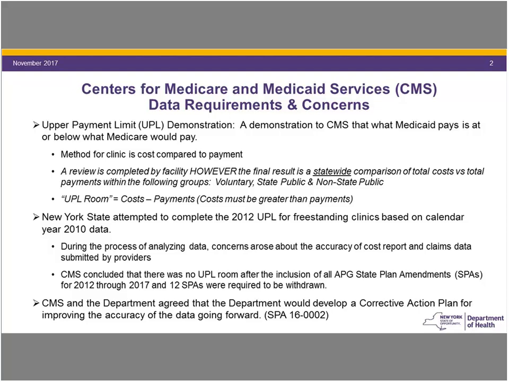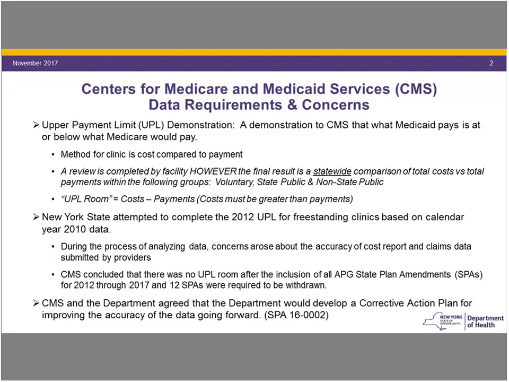And I'm not sure if some providers will remember very clearly that we did have issues with the 2012 UPL. We attempted to submit one. It was based on 2010 calendar year data, and that's when the concerns arose about the accuracy of the data. CMS concluded that there was no UPL room after the inclusion of the APG state plan amendments for 2012 through 2017. And the department had to withdraw 12 SPAs. So what this meant is that providers lost the federal funding of those 12 SPAs.